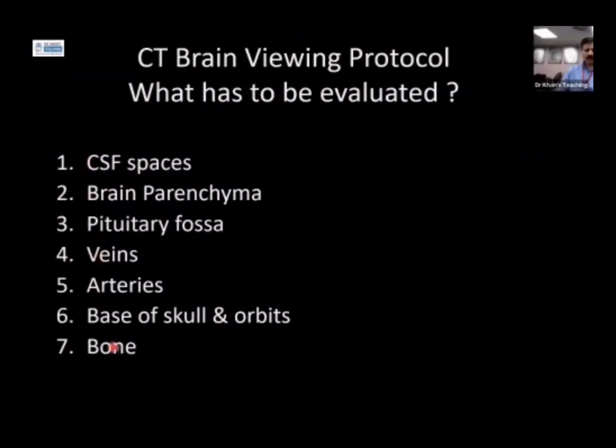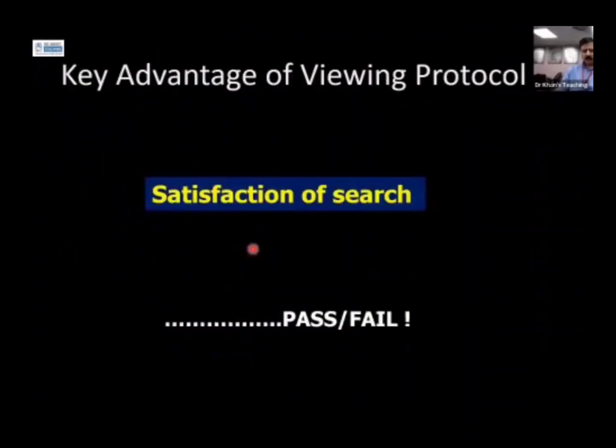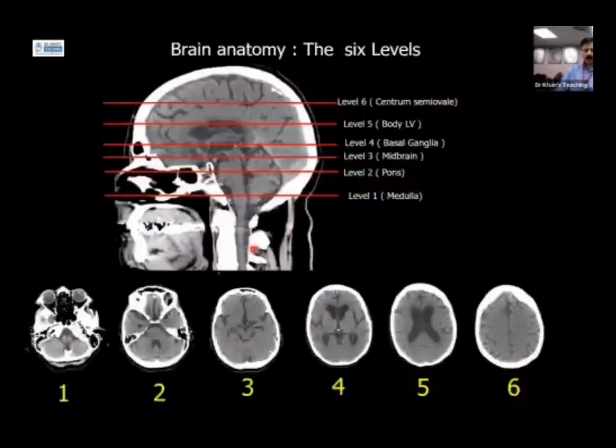So this is a repetition of the headings. Satisfaction of search is you will pass or fail on the film because the findings usually will be subtle. So these are my concept of levels. We have done it in the past. I don't have time to go through them once again, but I will just recap the salient features as we proceed.